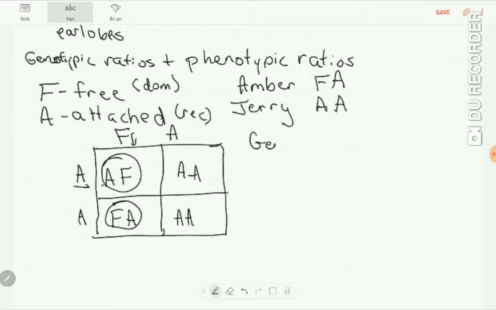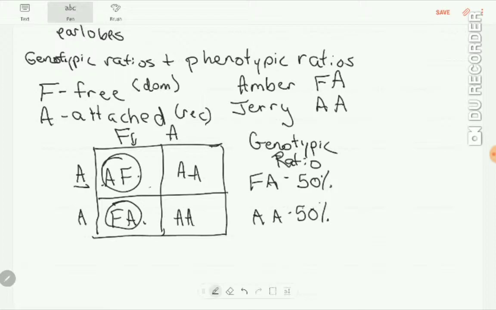It asked us for genotypic ratios. Now typically this would be like saying there's 2 FAs to 2 AAs or 1 to 1. But I'm going to have you do it as a percentage. And so you're going to list your genotypes. Usually, dominant traits are listed first. That's just kind of how they do it. Now, if we look, there's a 2 out of 4 shot of getting FA, so that's 50%. And there's a 2 out of 4 shot of getting AA, which is 50%.